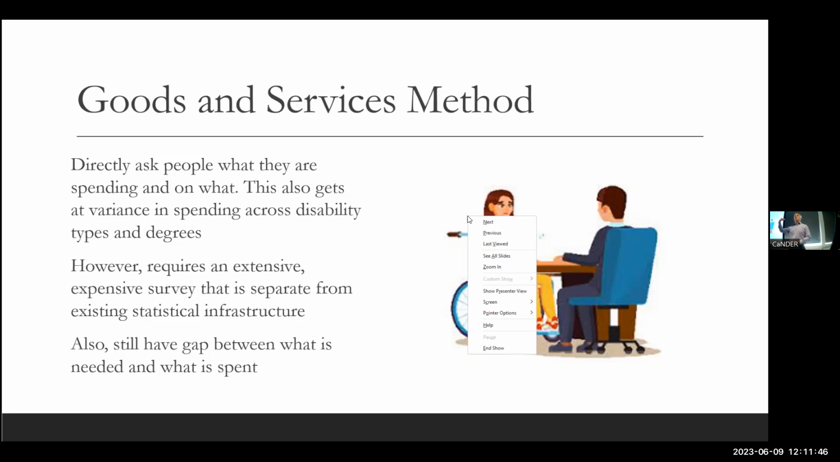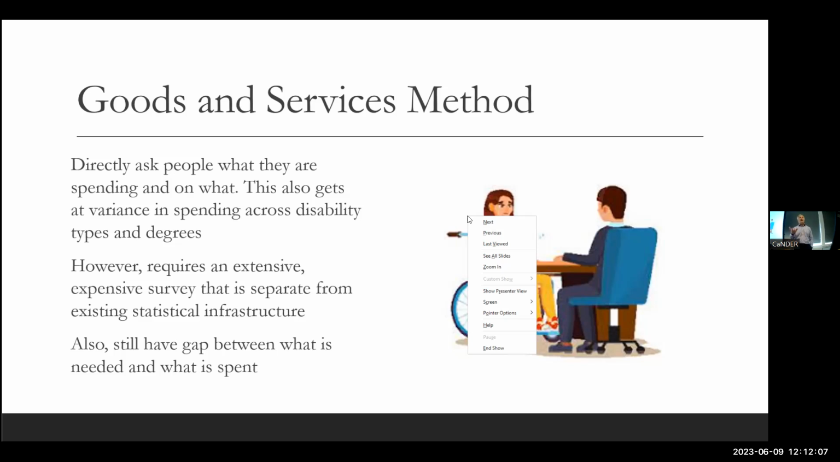Okay. Whereas when we do these studies in Norway and Sweden we see really big extra spending. And there's a whole literature. So we decided, well, we need a different method. The second option on the table is something called the goods and services method, where we just go out and ask people, what are you spending?